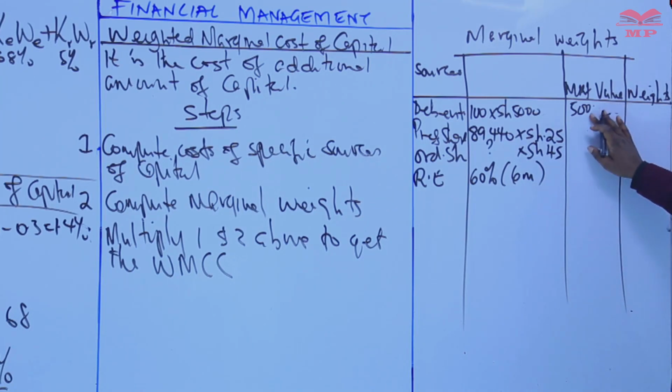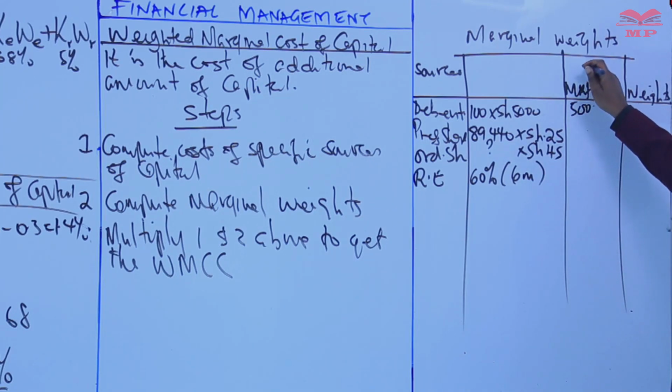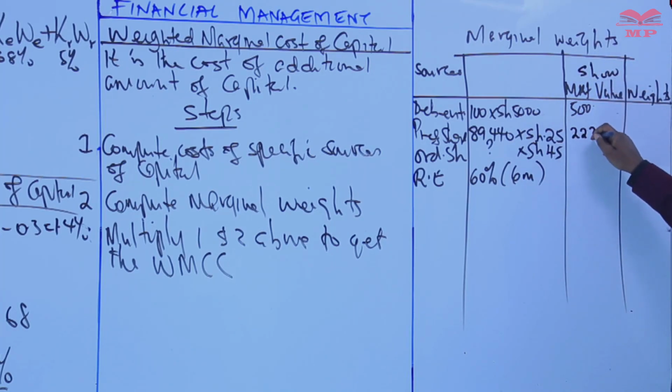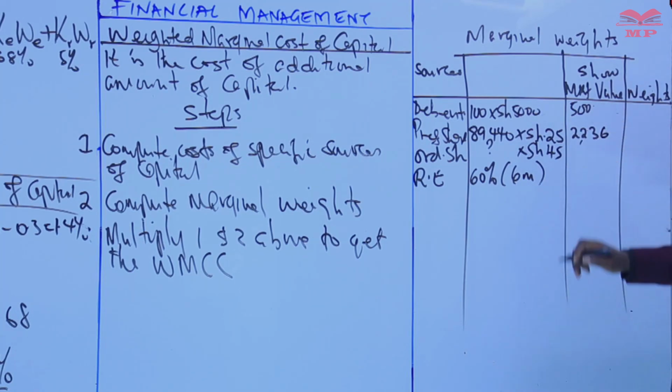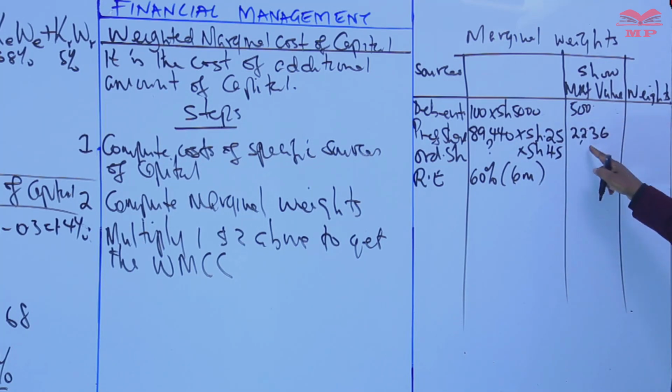So let me have 3 zeros up here. 2,236,000. For this one, the figure cannot be obtained. 6% of 6 million, I think it's just 3.6 million.